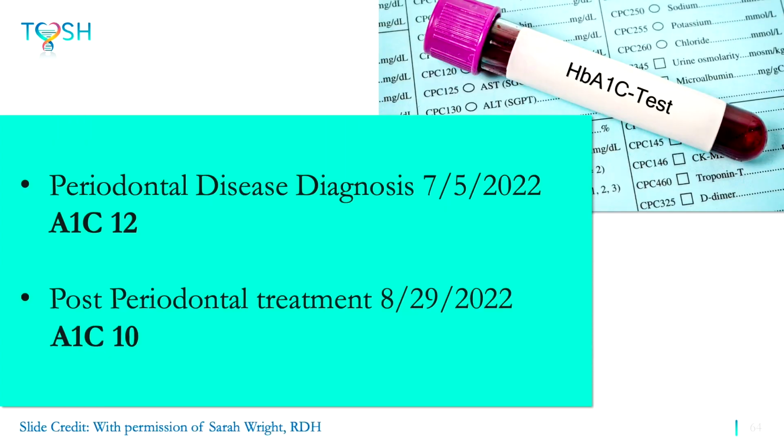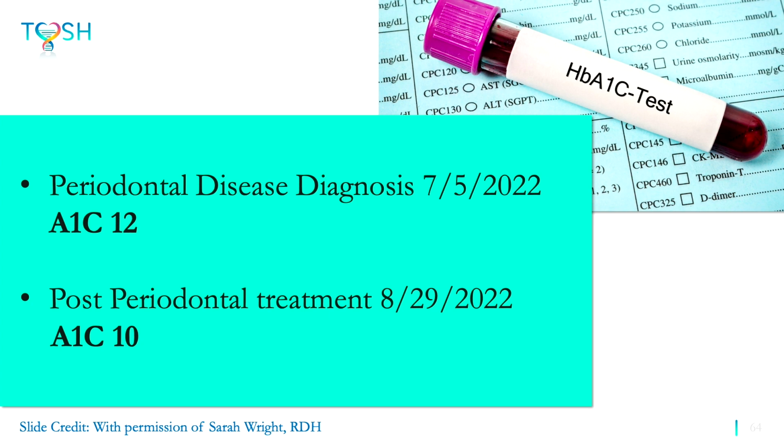The coolest thing though about her case is that right before she came in for her follow-up, she saw her physician and checked her A1C and it was down to a 10 in just less than 2 months. This is something that she'd been working on with her doctor for, I don't remember how long Sarah said, but like a year. And within 2 months of periodontal therapy, she was able to get her A1C down to 10.